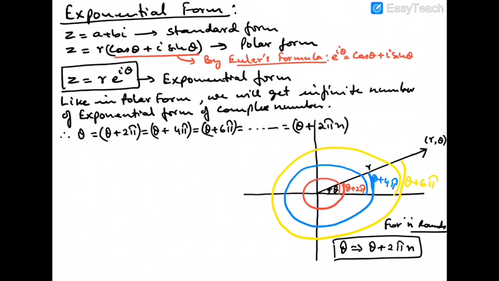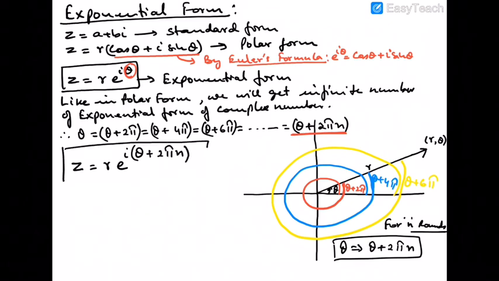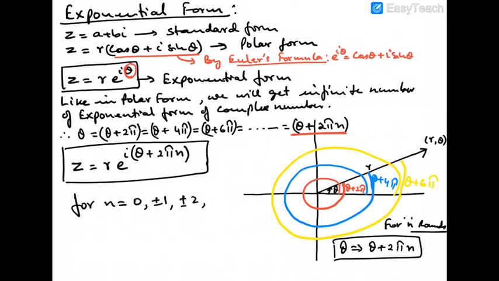So we can substitute theta as theta plus 2 pi n in our exponential form, and we will get z is equal to r e to the power i (theta plus 2 pi n) for n is equal to 0, plus minus 1, plus minus 2, plus minus 3 and so on, to get an infinite number of exponential forms of the same complex number.